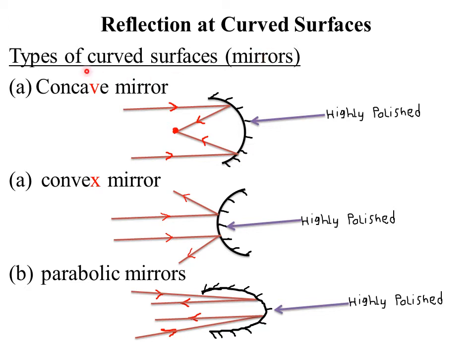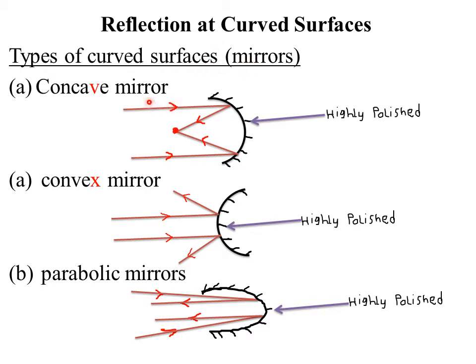So today we are looking at reflection at curved surfaces. Let's start by looking at reflection. It simply means the bouncing back of light when it hits an obstacle. Then a curved surface is just maybe a spherical surface or a circular surface. Then the types of curved surfaces, or what we call the curved mirrors.